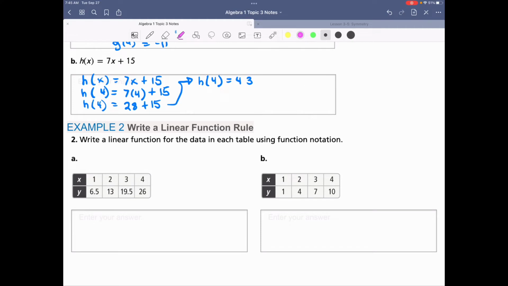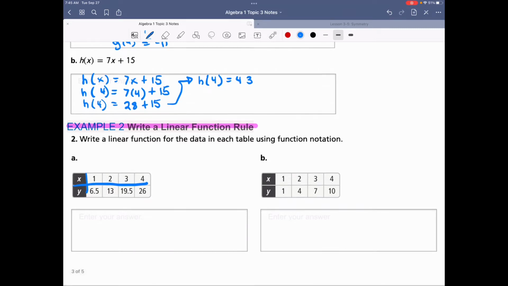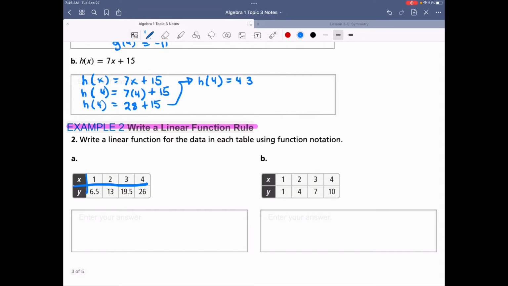Now we will be writing a linear function rule. Write a linear function for the data in each table using function notation. Now in part A, we have the table x, y, and we have the inputs 1, 2, 3, 4 in our x values, and 6.5, 13, 19.5, and 26 in our y values.